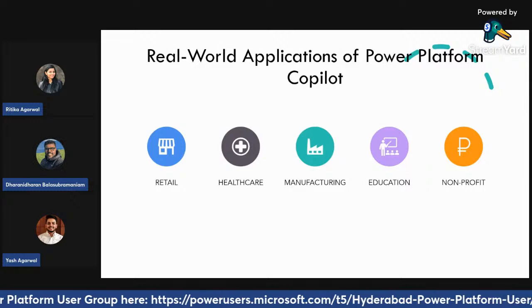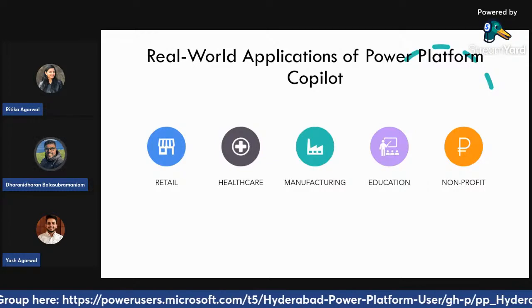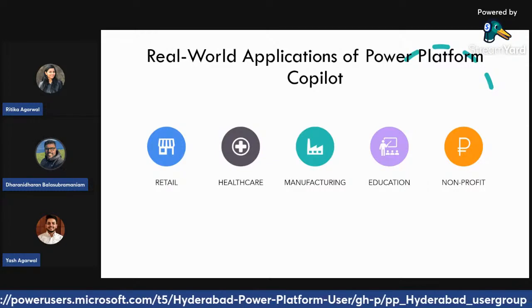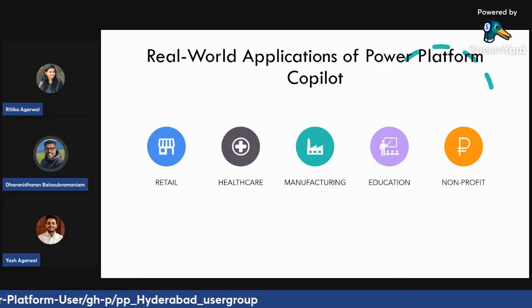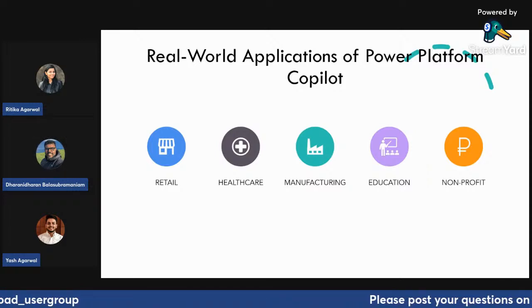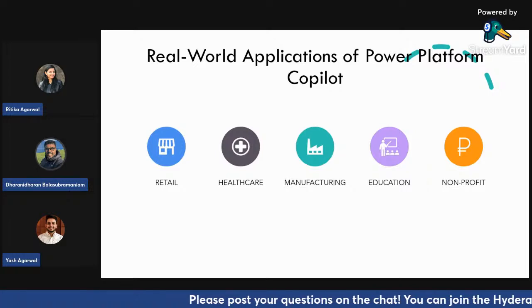So all those things we will easily be able to track with the help of this Power Platform. So far, I have given real world examples of how the Power Platform Copilot can be leveraged across various industries. Already people have started leveraging it across various industries like retail, healthcare, manufacturing, education, and non-profit organizations. They are leveraging it and they are getting a benefit out of it.